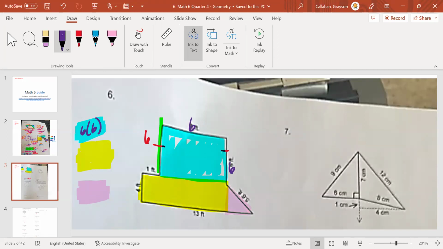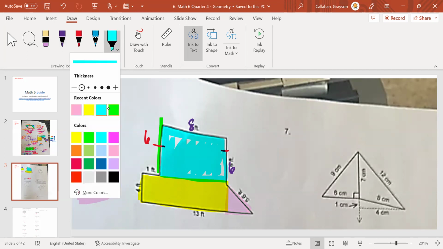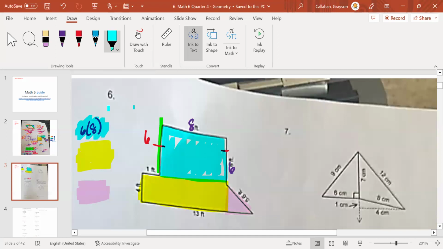Is this 8 or is this 6 right here? That's 8? Okay, so then 6 and 8. How do you find the area of the yellow? That's 13 times 4. It's not 13. 13 is gonna be from here all the way over here. Yellow stops. How about 4 and 9? Do you see how I got 9? Because it's 1 plus 8.